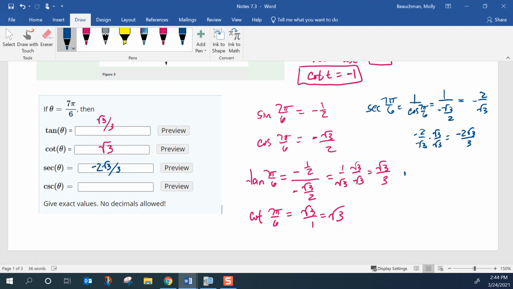And last but not least, the cosecant is equal to 1 over the sine. The sine of my angle is negative 1/2. So 1 over a negative 1/2, the reciprocal of negative 1/2, is negative 2.